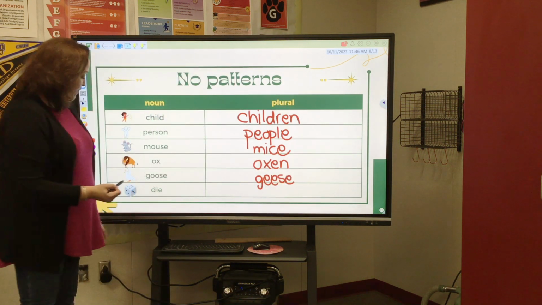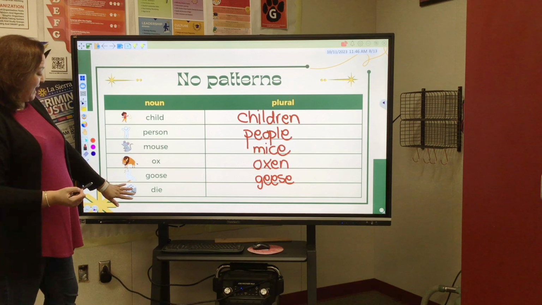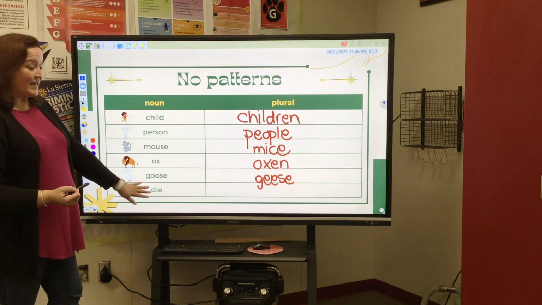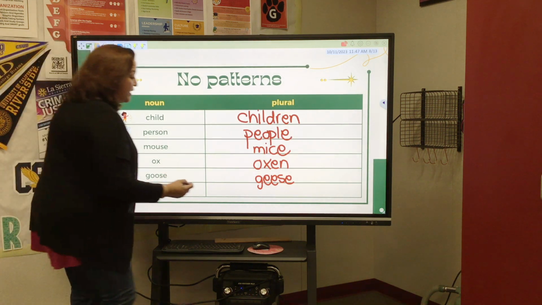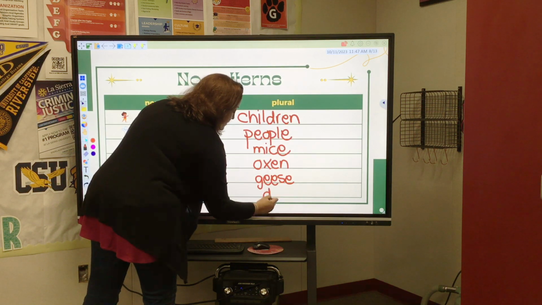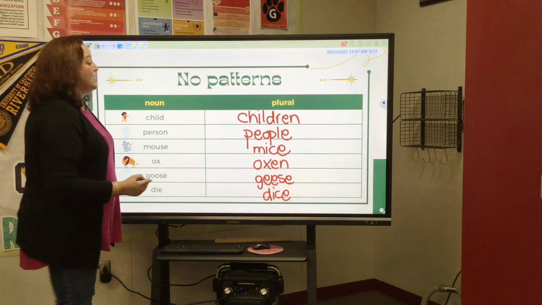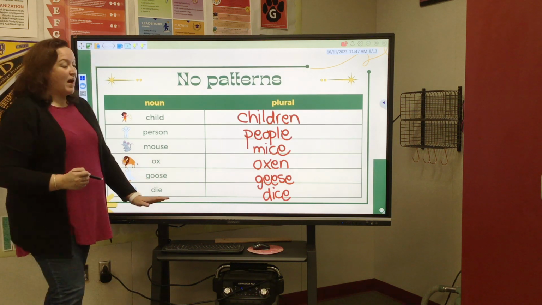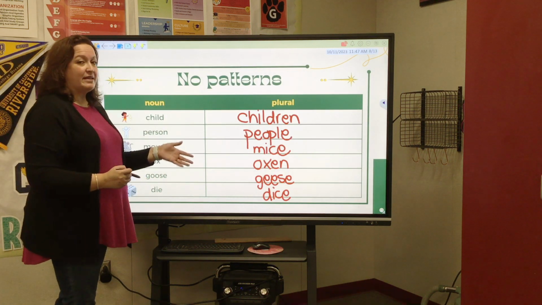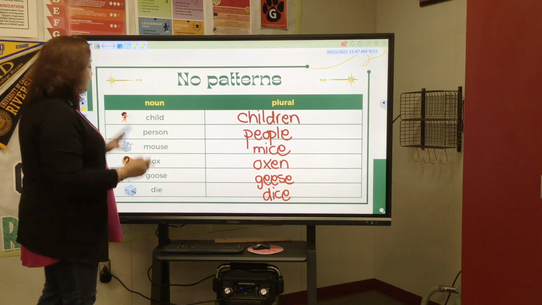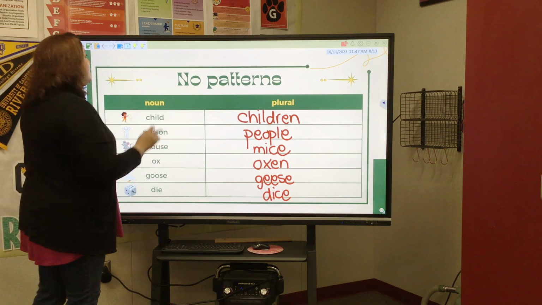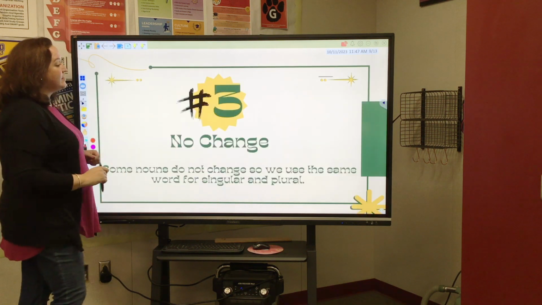And lastly, for our die, one die is D-I-E, but when there's two or more, they are dice. D-I-C-E. All right, and I would recommend if you have the opportunity, practice using them in sentences, challenge yourself to use them in singular or plural, just so you get that practice.